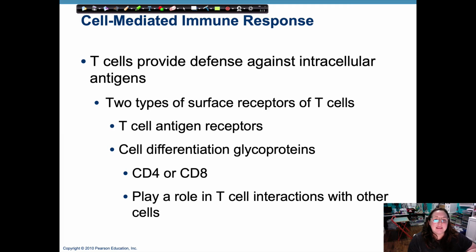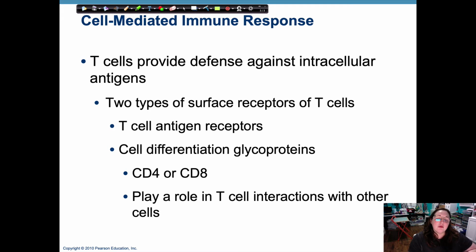When that happens and it presents its antigen, we call those endogenous antigens because they are created inside the cell due to an infection. And so those antigens are then going to provoke what we call the cell-mediated immune response. So we're going to talk about some key players, and then at the end, we'll put it all together, okay? So the cell-mediated immune response is 100% dealing with T cells.